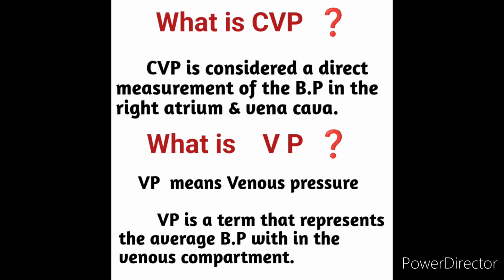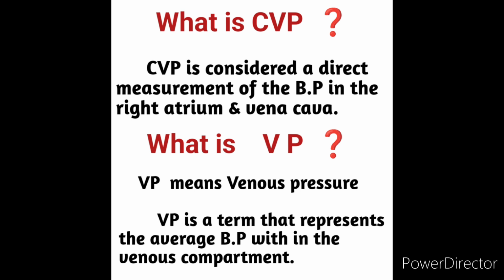VP means venous pressure. Venous pressure is a term that represents the average blood pressure within the venous compartment. But the measurement of BP in the right atrium and vena cava is called central venous pressure. Why is it called central venous pressure? Venous pressure is the term that represents the average blood pressure within the venous compartment.